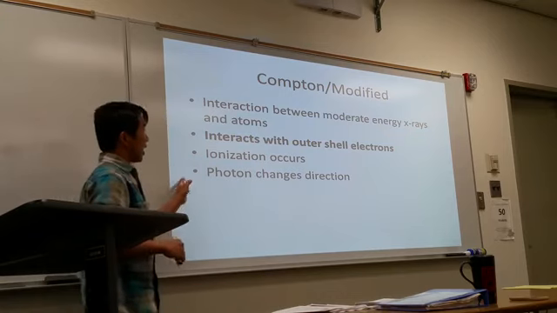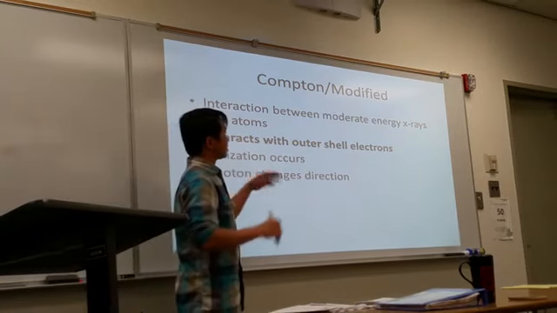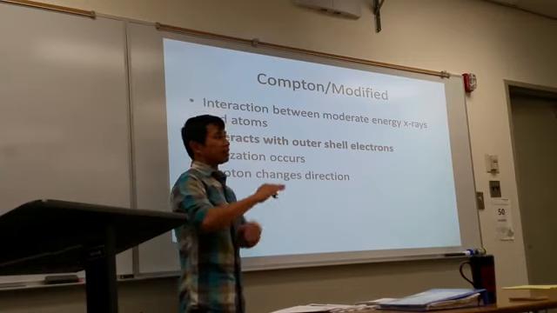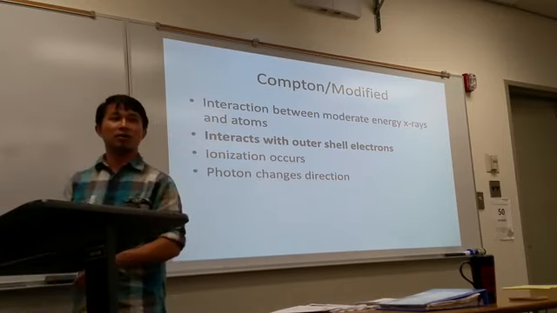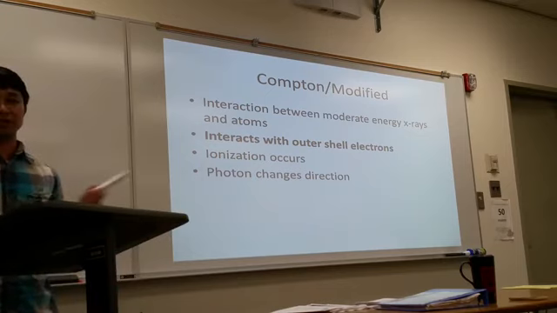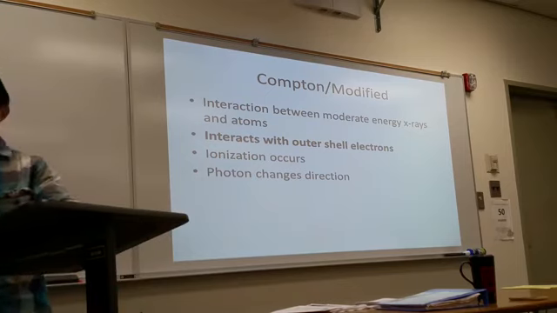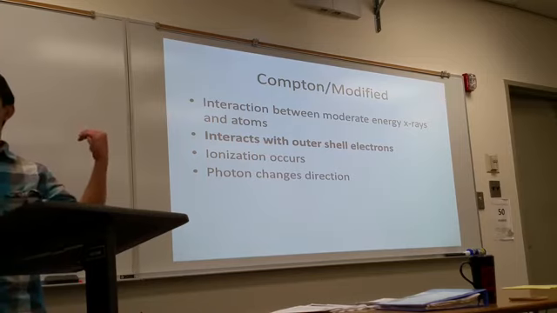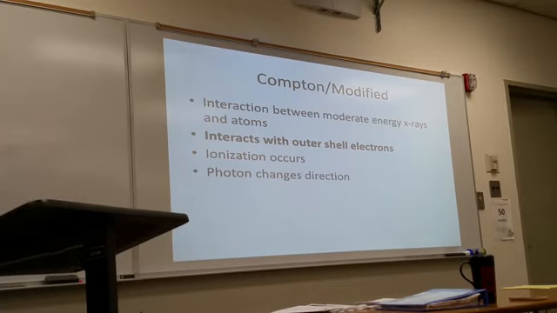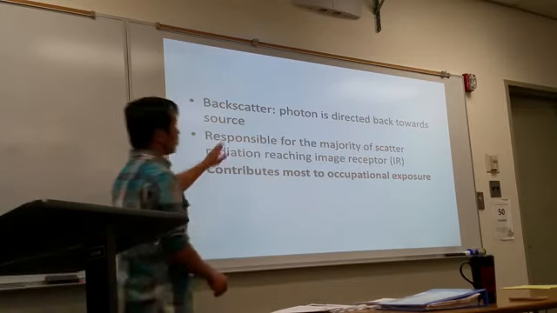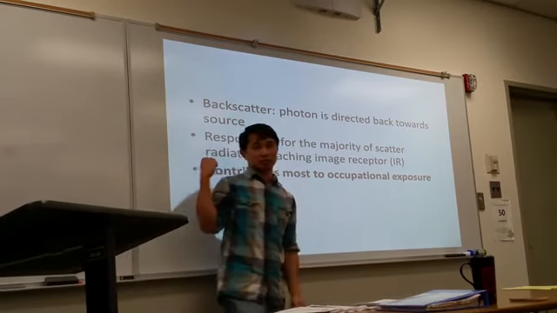And then it produces scatter radiation, and the photons, the scatter radiation, can go in any direction, depending where it goes. Classical could go any direction too. But with Compton, it actually could go back to the original source. So it's what I call backscatter. So the scatter can actually go back to the original source.